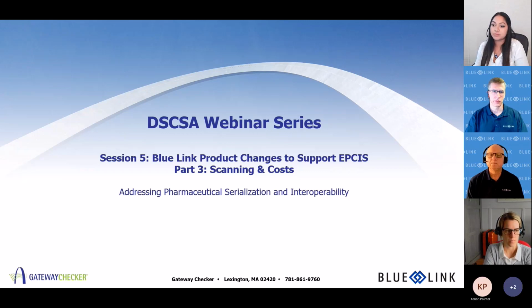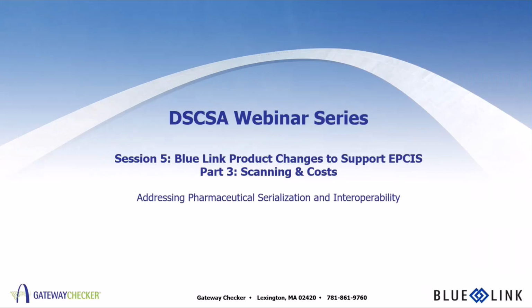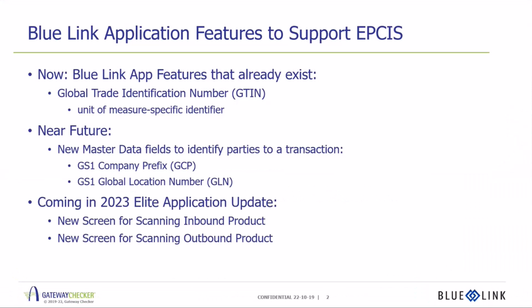All right, welcome everybody. In our previous session, we talked about features that were already in the system, such as the ability to enter GTINs at the inventory item level. We showed off some of the new fields that are coming in terms of gathering master data, and we talked about the inbound scanning of product. Before we get to the pricing and cost side of things today, we're just going to quickly talk about the outbound scanning side of things.